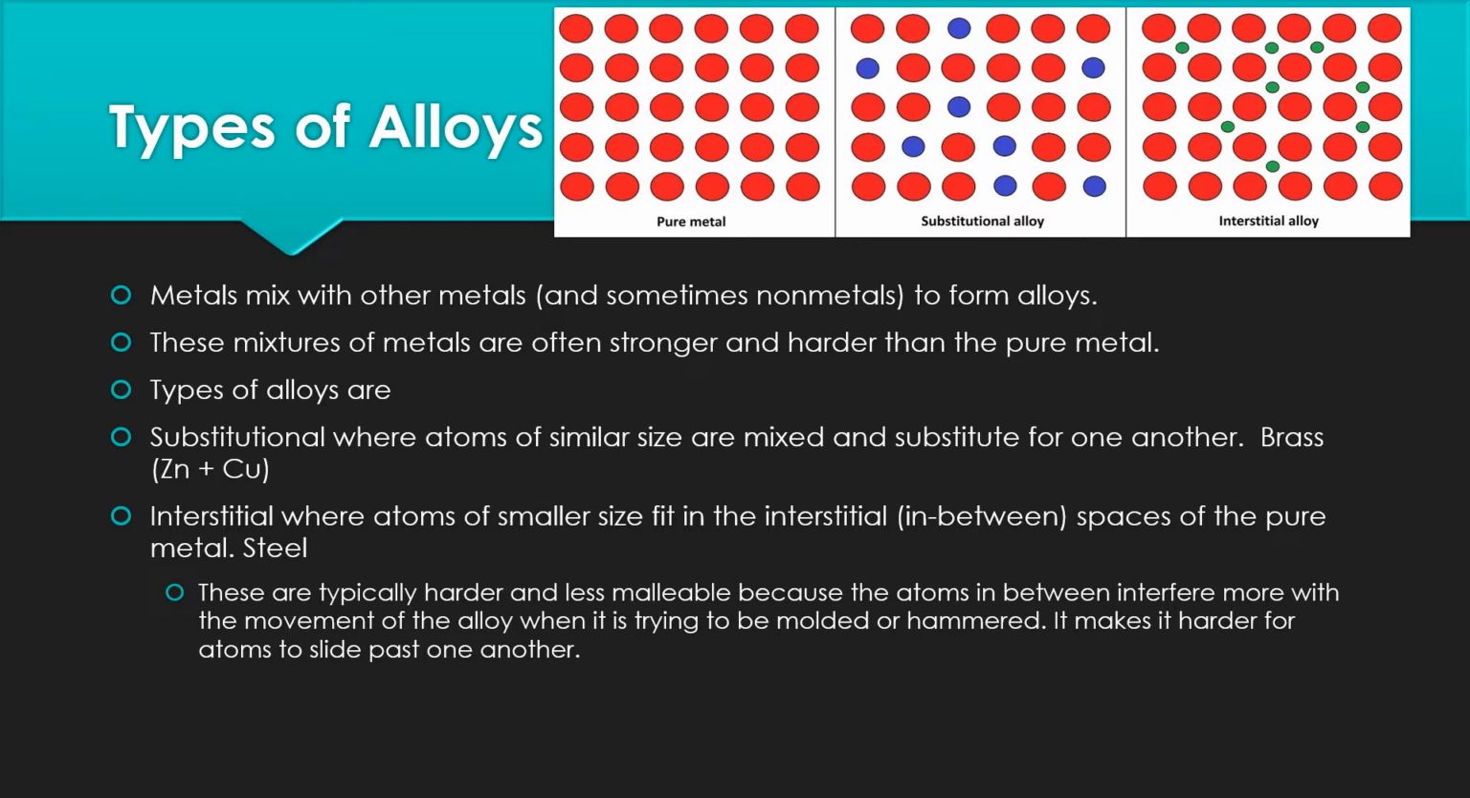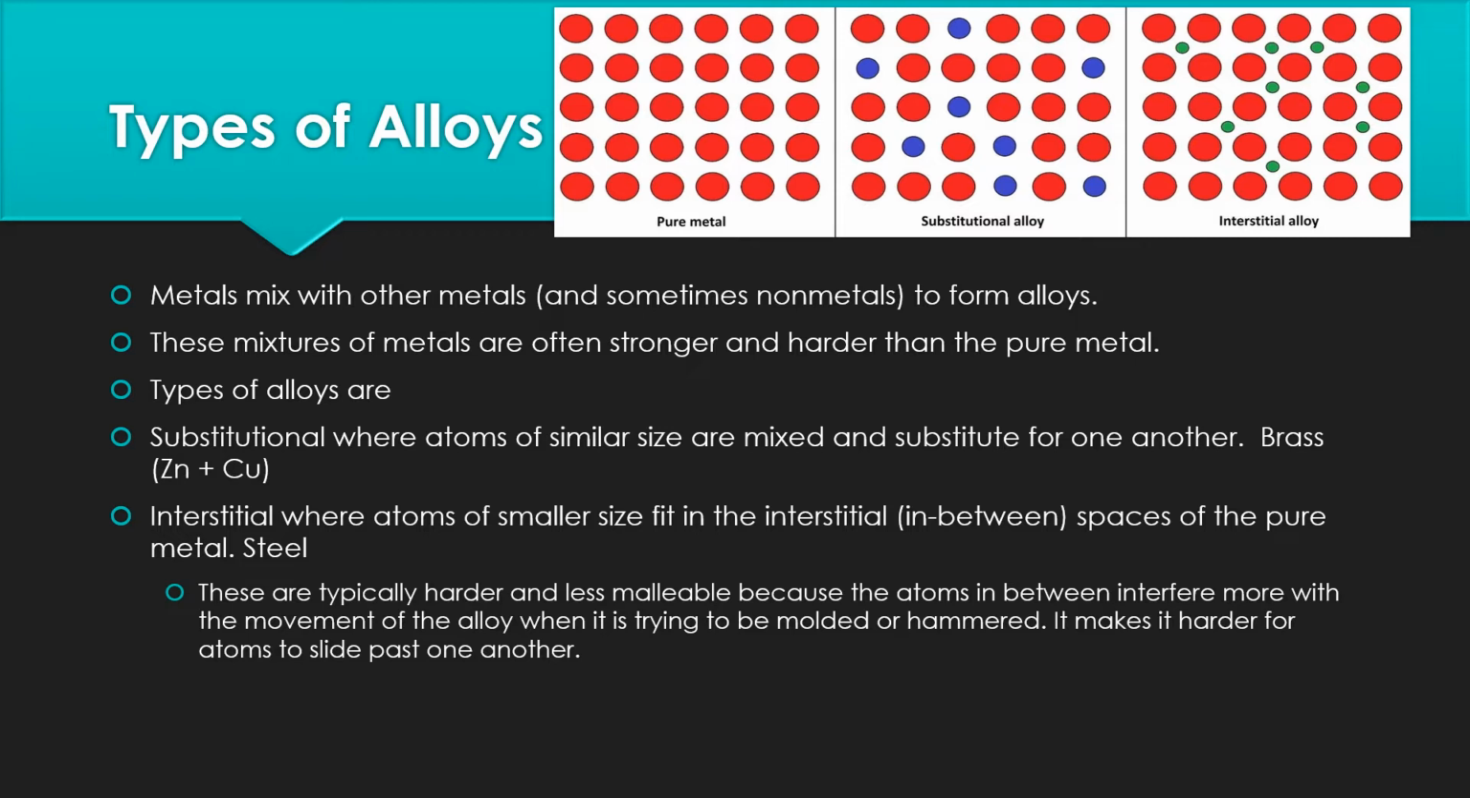These are mixtures of metals. Now, we don't see chemical formulas written for alloys. We typically just list the elements that are in it. We might put a little plus sign between them, or just say that they are an alloy. So metals mix with other metals and sometimes, again, nonmetals to form alloys. These mixtures of metals are often stronger and harder than the pure metal alone.